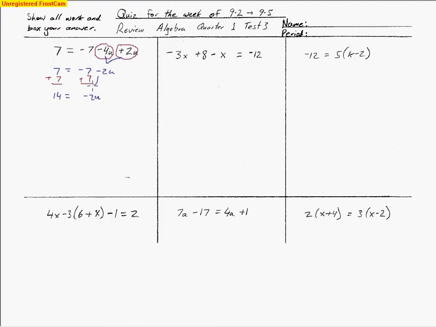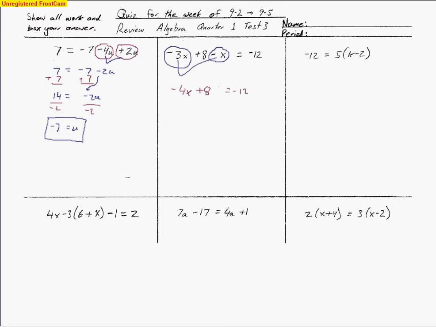Make sure you bring down that minus sign with the term. So when I divide by -2 on both sides, I'm left now with a -7 equals u. That would be my answer. Next one, I'm going to take this -3x and a -x, collect those two numbers. Since they are the same sign, I'll end up adding them. So -4x plus 8 equals -12.